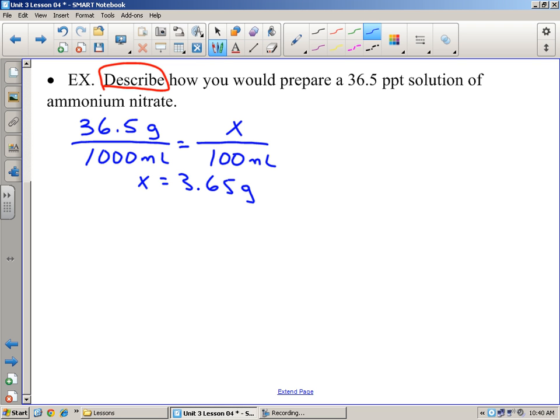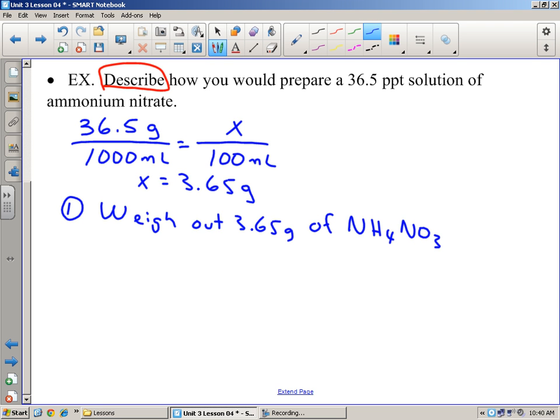How would you describe how to do this? Well, there's 4 steps to go with this, and I'll do these 4 again with you on the next question, and then we will do a demonstration for you here. So first step, for this particular problem, you'd weigh out 3.65 grams of, I believe it was ammonium nitrate, which looks like that. Okay? So you'd weigh out that solid of whatever compound you need. So that's exactly what you're going to have there.